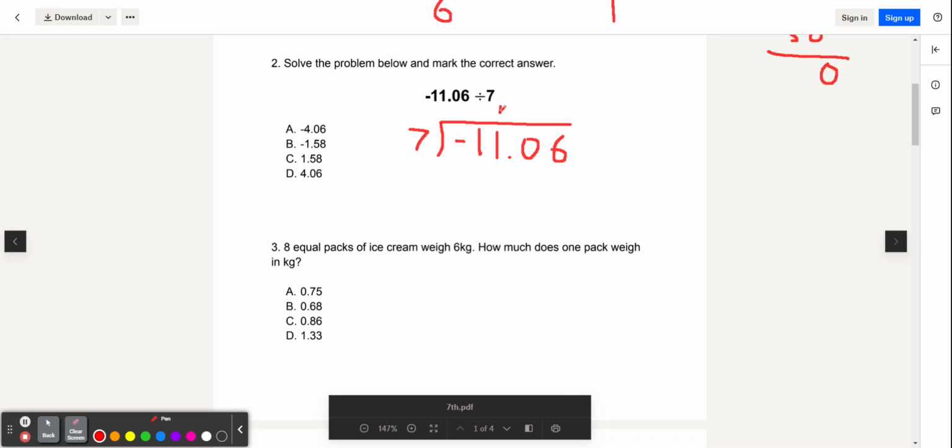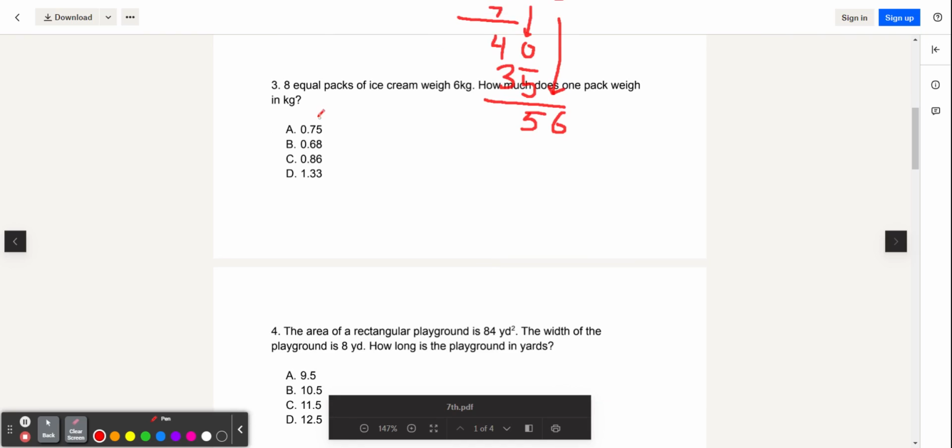So 7 goes into 11 one time. Then we do subtraction. 11 minus 7 is 4. We carry down this 0, 40. How many times does 7 go into 40? And the answer is, of course, 5 times. 35. We subtract again, and we carry down this 6. How many times does 7 go into 56? And the answer is 8 times. Now, remember, the initial number was negative, so this will be negative 1.58, which means the correct answer is B.